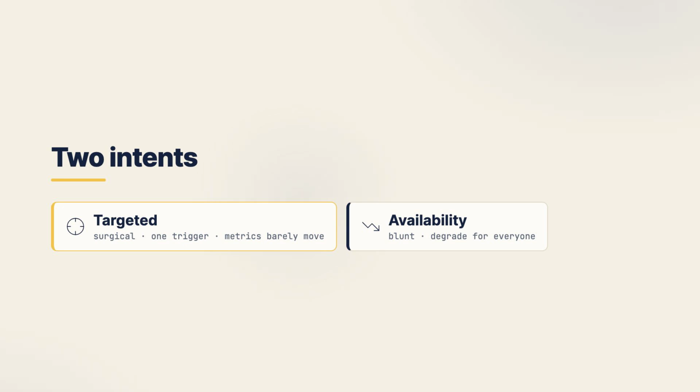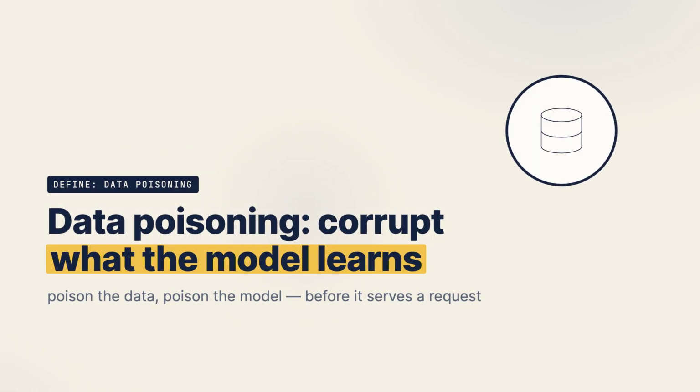To make this concrete, think about your real-world surface, anything trained on data you didn't fully control. Scraped web text, public datasets, user-submitted content, feedback loops where the model retrains on its own outputs. Every one of those is a place an adversary can slip examples in. So what is data poisoning? It's the deliberate corruption of the data a model learns from, by injecting, altering, or mislabeling examples, so that the trained model behaves the way the attacker wants. Because the model is shaped by its data, poisoning the data poisons the model, and it does so before the system ever serves a single request.